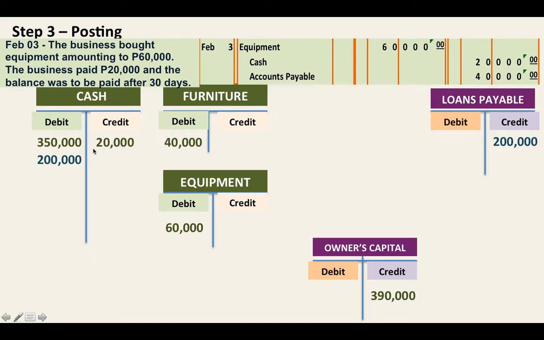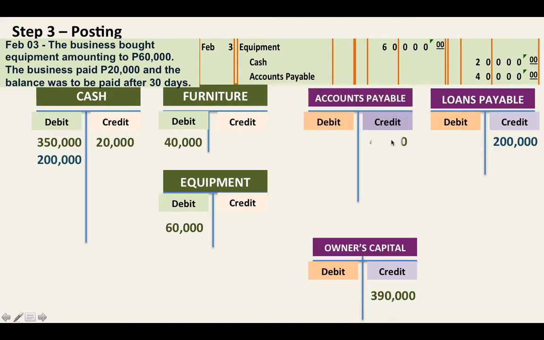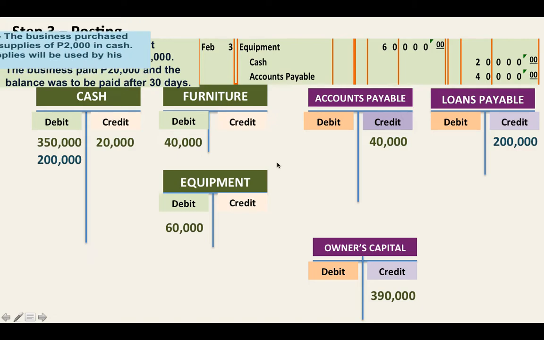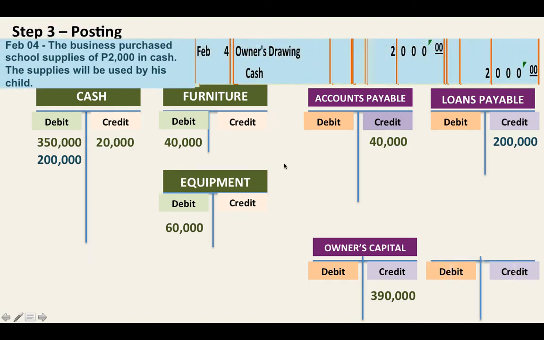Take note, class, that I recorded the 20,000 in the same row. Okay, on the first, I did not record it here. So you have to maximize the spaces. Okay, accounts payable, let's open the accounts payable and transfer the 40,000 to the credit side. Okay, and February 4, same thing, the entry is this.